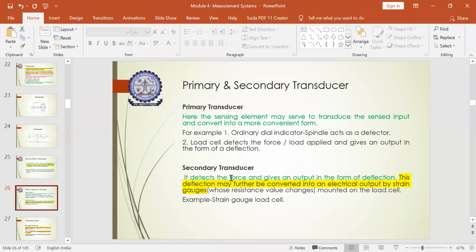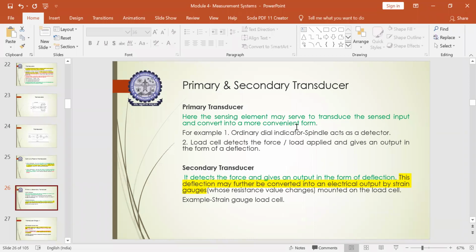Then comes the question, what do you mean by primary and secondary transducer? What is a primary transducer here? Here the sensing element may serve to transduce the sensed input and convert it into a more convenient form. Primary transducers are the ones which sense the input signal and convert it into the form which is more convenient. An example is a dial indicator.